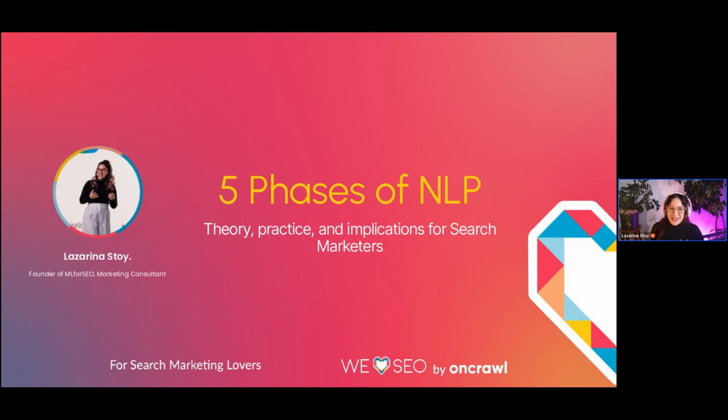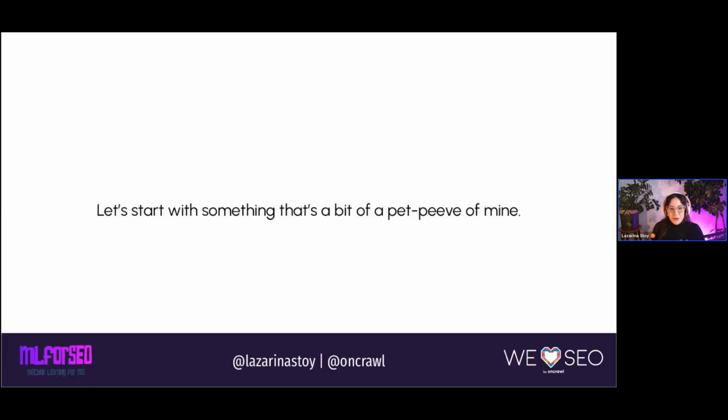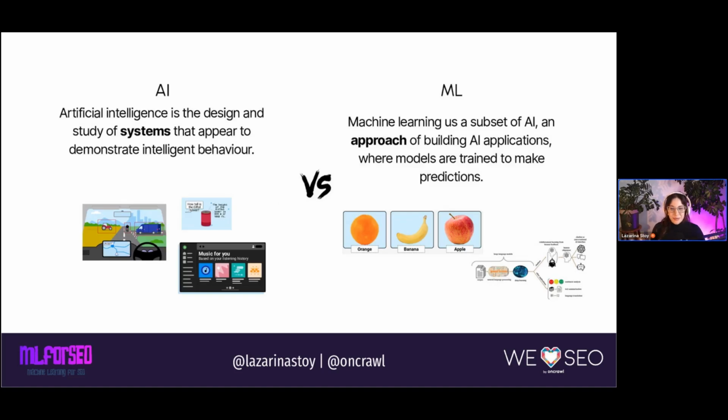So with that, we're going to be talking about the 5 phases of NLP. But before that, very important, I wanted to start with something that's a little bit of a pet peeve of mine. Something I think is very important for us to discuss, and why I haven't titled this lecture something super fancy like 5 phases of AI, because I think it's important for us to distinguish between what is artificial intelligence and what is machine learning, and where natural language processing fits into that.